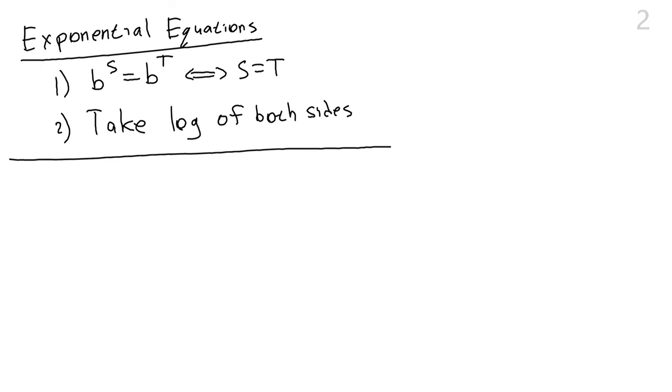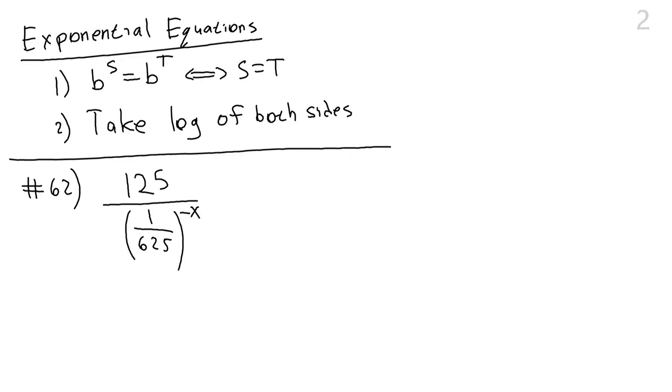We're going to apply this in number 62, where we're asked to solve the following equation. 125 over 1 over 625 to the power of negative x minus 3 equals 5 cubed. Now a lot of things here seem to be powers of 5, so we're going to use strategy number 1 and rewrite everything as an exponential expression with base 5.